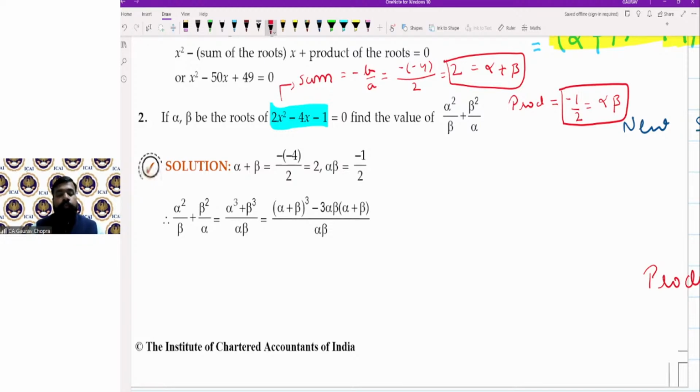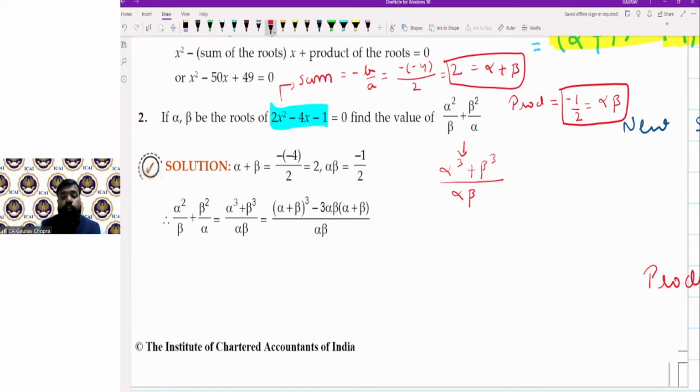Both values have come. Now let's simplify this. What we have to do is take the LCM. Alpha into beta becomes the LCM. So what is left? Alpha cube plus beta cube.